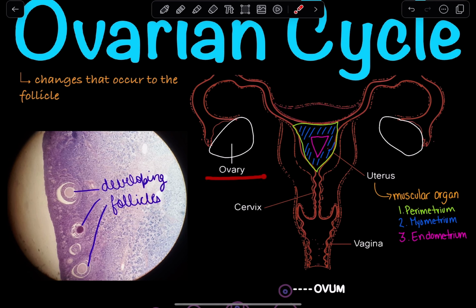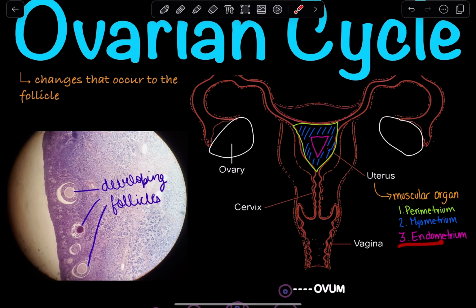So remember, we have the ovary, which is responsible for the production of gametes, in this case, the production of our ovum. Now, once our egg is released from the follicle, it is going to be traveling within the fallopian tube, and fertilization will occur in the fallopian tube. And once it occurs, it is going to be swept by these finger-like projections called fimbriae into the uterus, where implantation will occur on the endometrium.